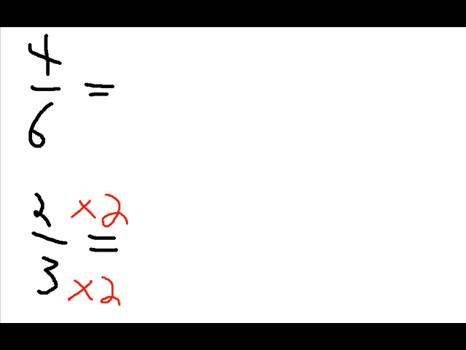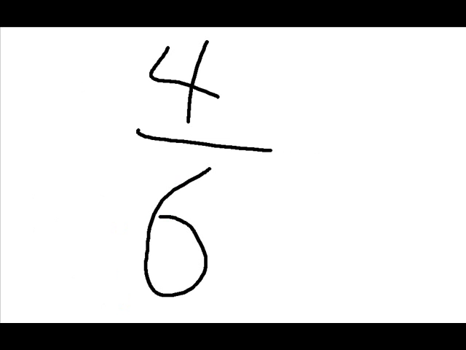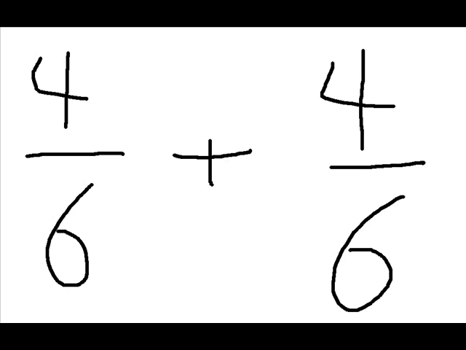So now you know that we also multiply 2 by 2, which, of course, equals 4 sixths. And so now we have 4 sixths plus 4 sixths, which, of course, is 8 sixths. So now that we figured that out, how about we check out option number 2?